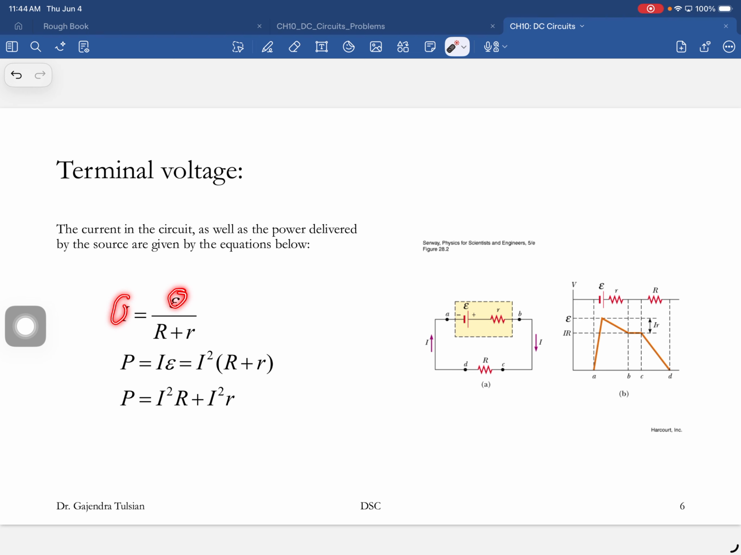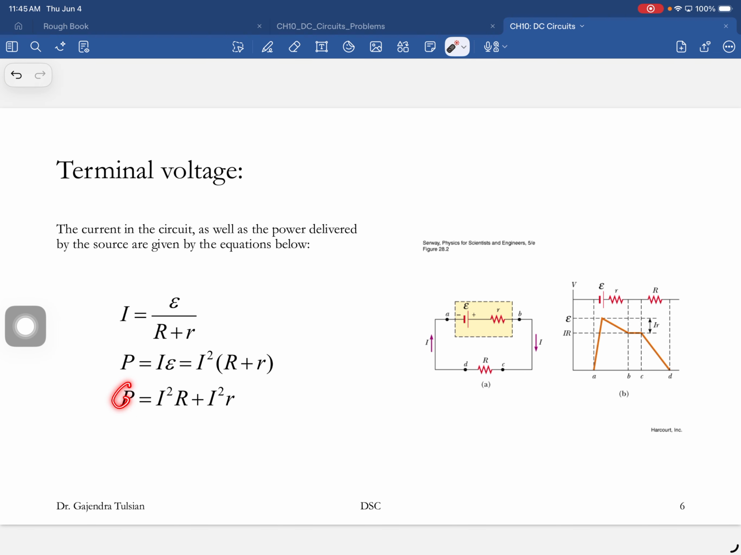So the current is the EMF of the battery divided by the total resistance in the circuit. This is a series combination, and when you have resistors in series, you just add the resistors. The power delivered is EMF times I. EMF is the maximum voltage times I. And it's also I square R, since EMF is I times the total resistance. So if you distribute that, it's I square R plus I square little r.